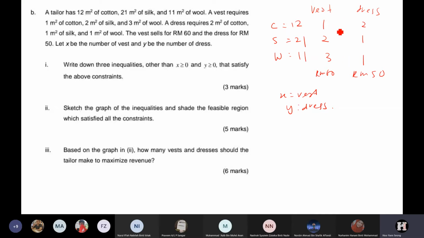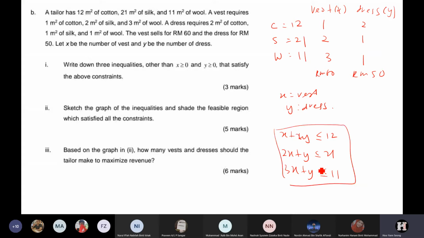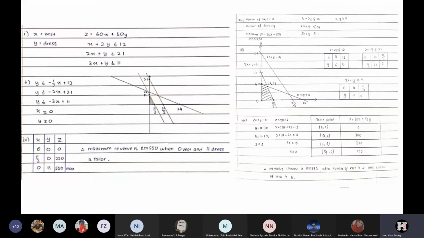So it's very simple. Because my vest is x, my dress is y, so I'm going to have x plus 2y less than 12, and then 2x plus y less than 21, and then 3x plus y less than 11. Okay, so these are the 3 constraints. Actually, these 3 answers are sufficient. So let us look at the answer given here.